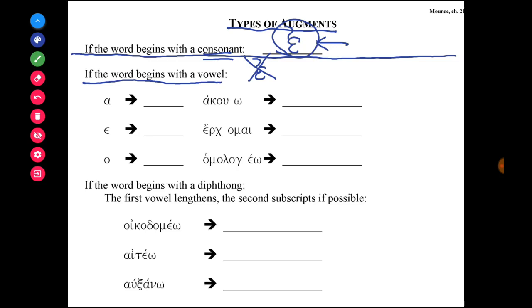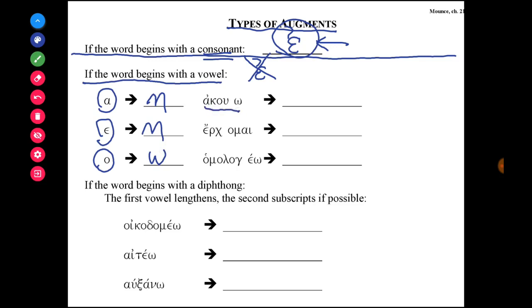So if a stem begins with an alpha, to make it long, it becomes eta. If it begins with epsilon, to make it long, it also becomes an eta. And if it begins with an omicron, to make it long, it becomes an omega. And here are some examples.